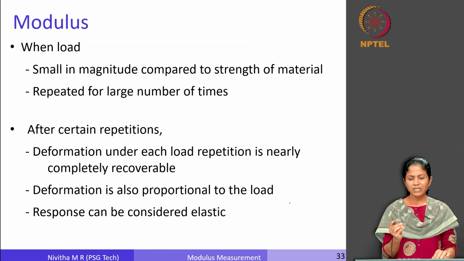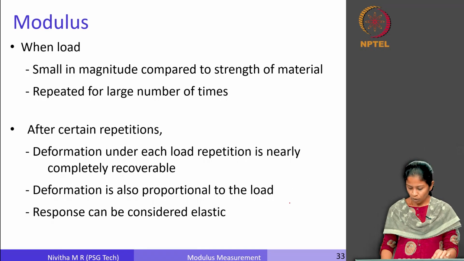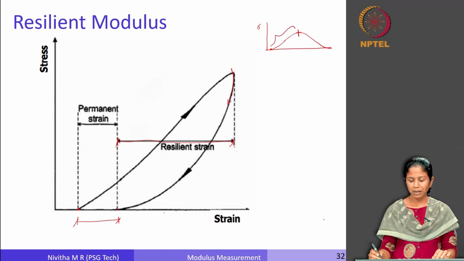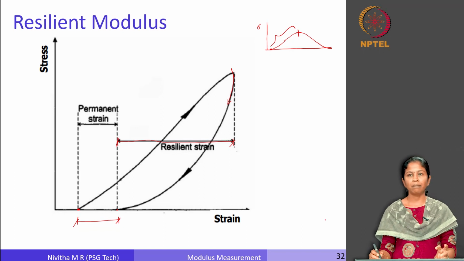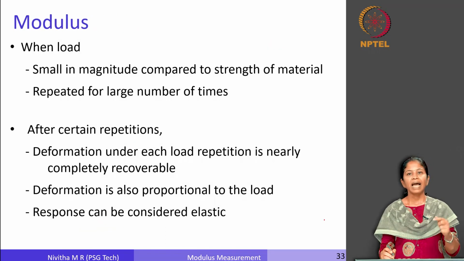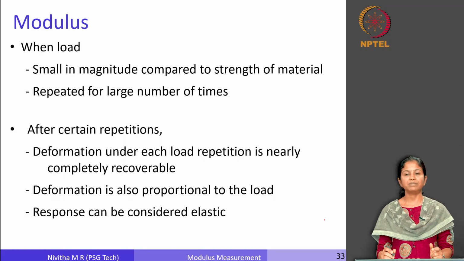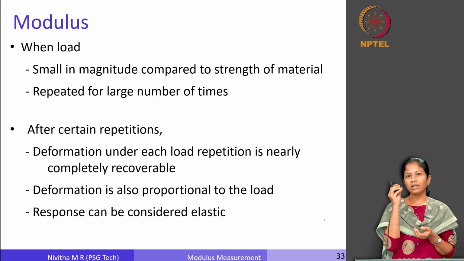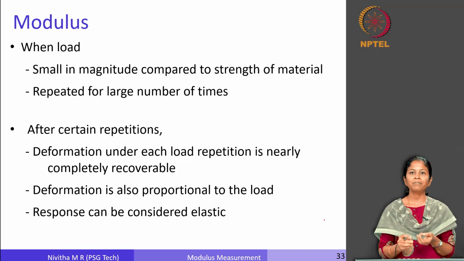Now, when the load that we are applying here is very small in magnitude compared to the strength of the material, and it is repeated for n number of times, typically that is what happens in a pavement application. Compared to the strength of the pavement, the load that is applied is relatively smaller and it is repeatedly applied for n number of times. So, after certain repetitions, that number might vary depending upon the case, but typically after 100 or 200 repetitions, the deformation under each load is nearly completely recoverable.